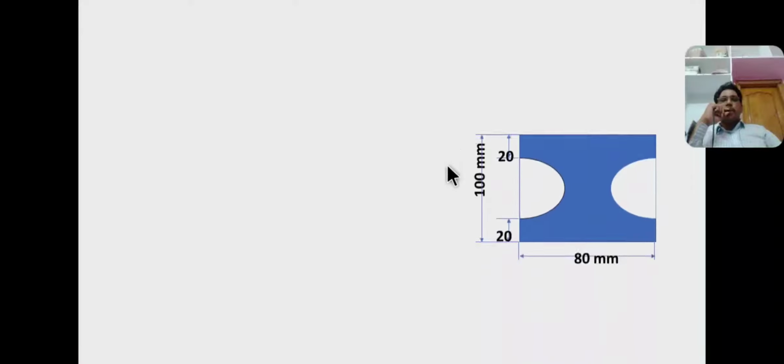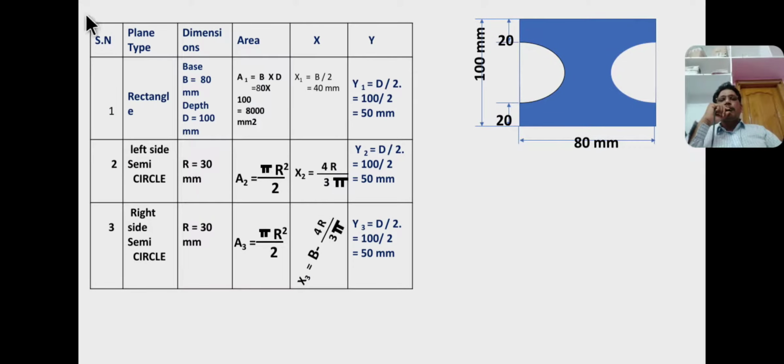Now these are the section numbers, the sections, dimensions, areas, and x and y values. Here for the rectangle, base B equal to 80 mm and height D equal to 100 mm. Therefore area 1, the area of rectangle 1, equal to base into depth, that is 80 mm into 100 mm, that is 8000 mm square.